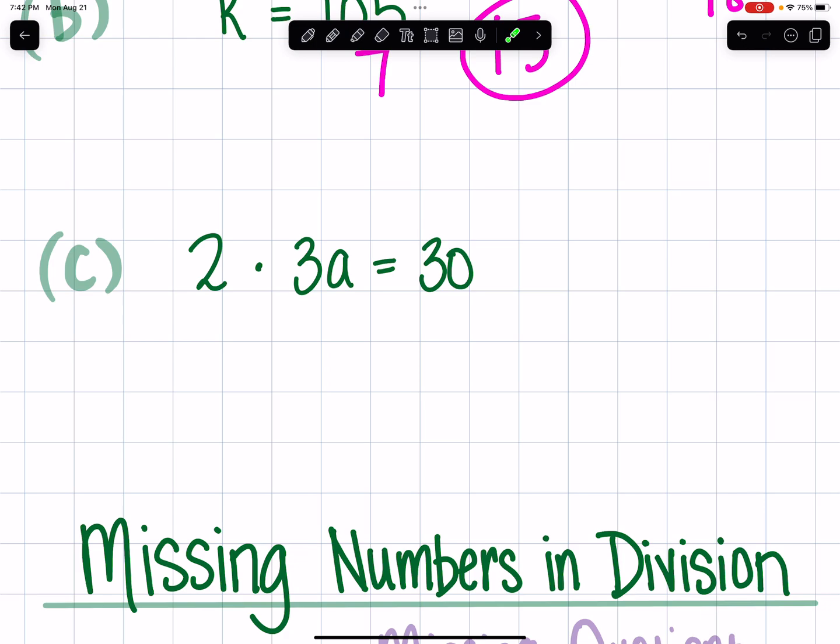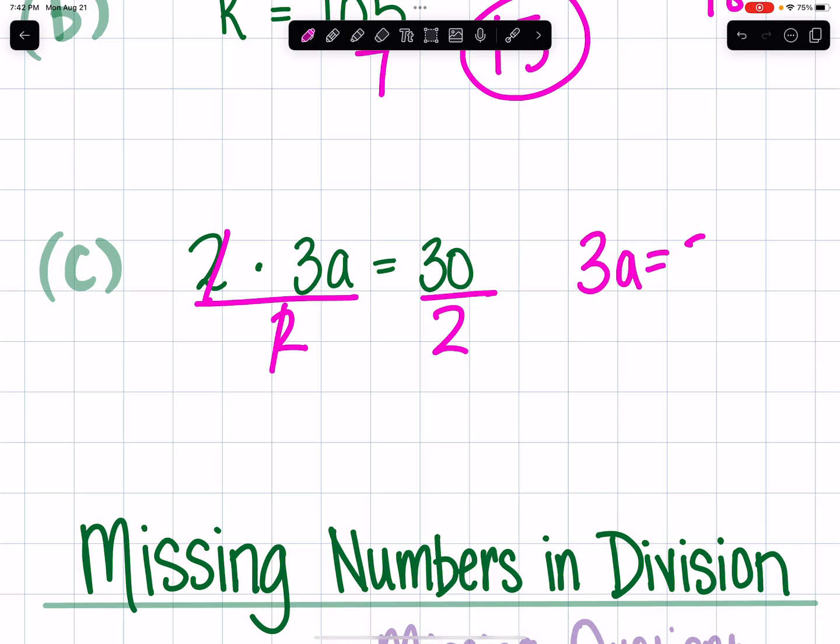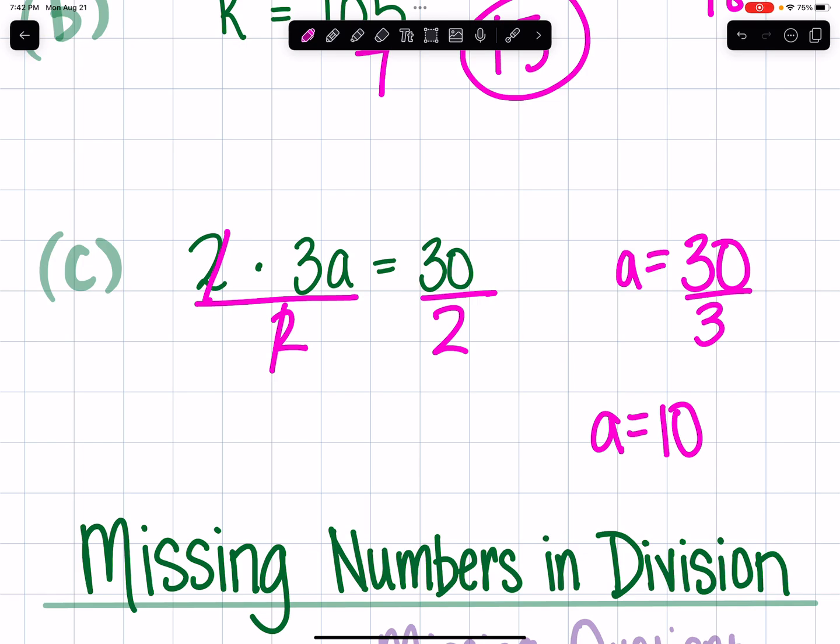So you can divide both sides by 2. These 2's cancel out, and you have 3a is equal to 30. And then you still have to do it again. Divide both sides by 3. These 3's cancel out. And then you've got a is equal to 30 divided by 3, which is 10. You can check your answer. 2 times 3 times 10 is going to be 30, and that is true.